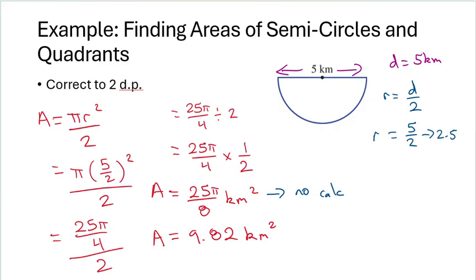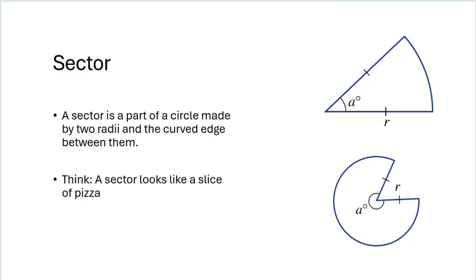Alright, we're halfway there. Next thing is a sector. A sector is a part of a circle made by 2 radii and the curved edge between them. So the curved edge is this part here. But you can think of it like it's just a fraction of a circle, or you can think of it like a pizza slice. That's it.